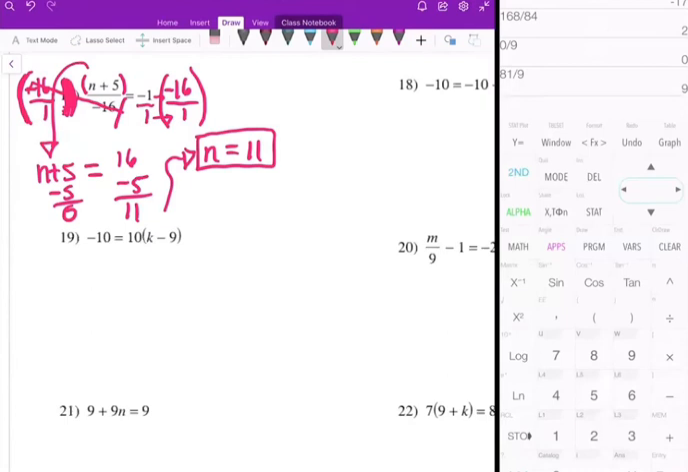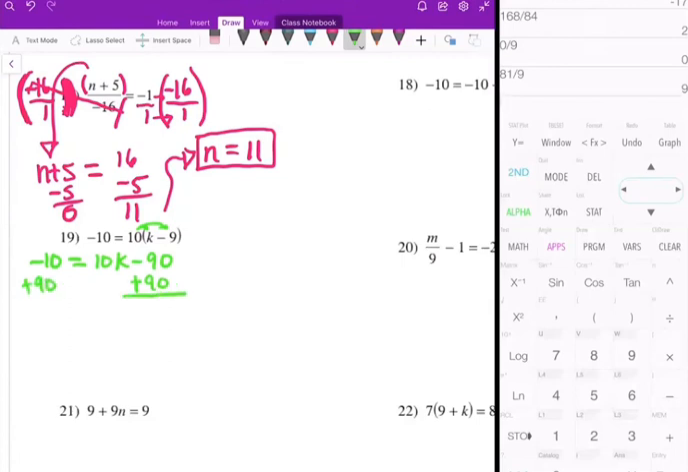So now the next one, let's do 19. With 19, it's just parentheses, so you distribute, right? 10 goes here, 10 goes here. So I'm just going to rewrite it. Negative 10 equals 10 times k is just 10k. 10 times negative 9 is just negative 90. So now I want to get rid of that negative 90, so I add the opposite to both sides.